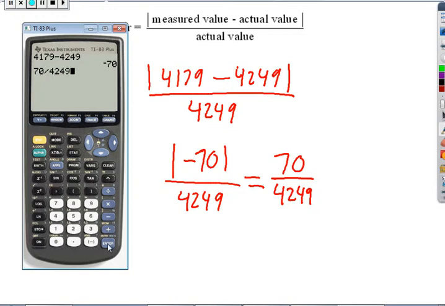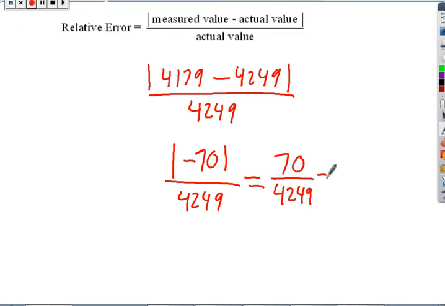249. Press enter, and we get this decimal. I'm going to go ahead and round this, not to the tenths, not the hundredths, but the thousandths place for now. So this is going to be 0.016. Now you look at this number and it might not tell us so much right now.